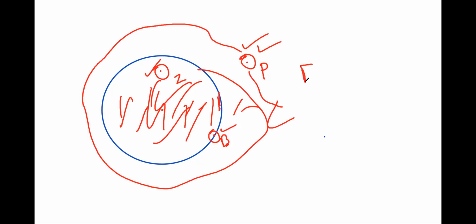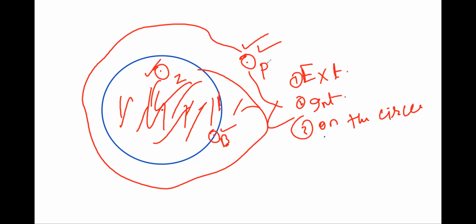So three things: exterior, interior, and on the circle. The three things we have studied over here. So P is at the exterior, Z is inside, and B is on the circle. Now clear? The three regions of a circle. Is it clear to you all?